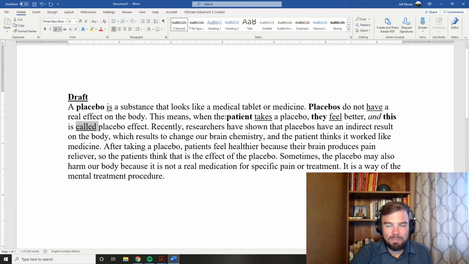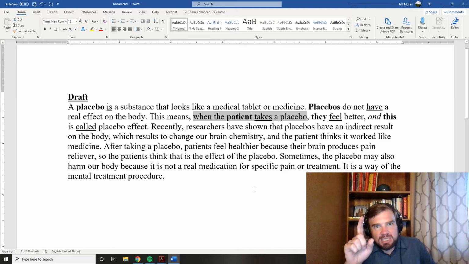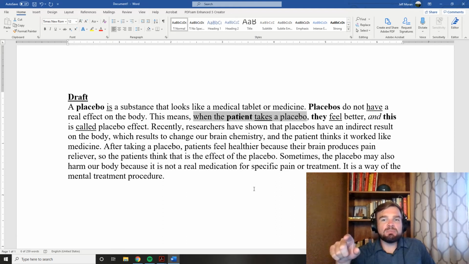We have when the patient takes a placebo. A question to ask yourself right now. When the patient takes a placebo, is this an independent or a dependent clause? Can it stand alone? When the patient takes a placebo, period.